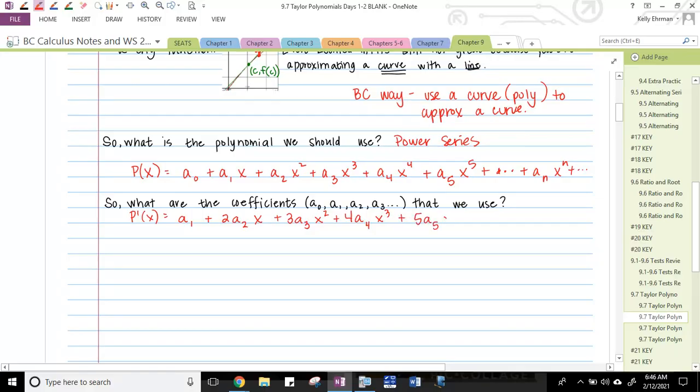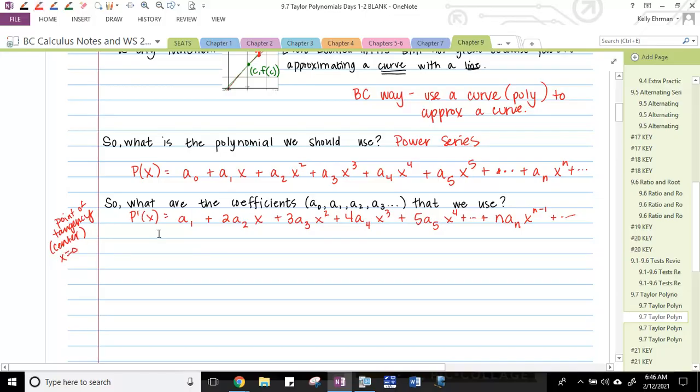5 a sub 5 x to the 4th plus dot dot dot. So we'd be pulling the n out in front. We'd have some a sub n x to the n minus 1, and that would just continue on. What if our point of tangency, when we're using polynomials, we call that our center. What if that point of tangency or that center is x equals 0?